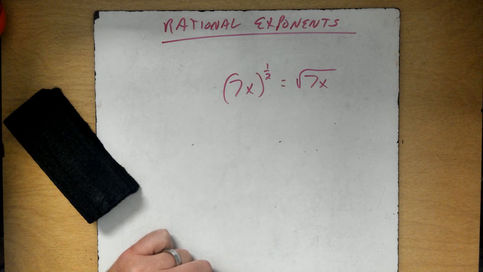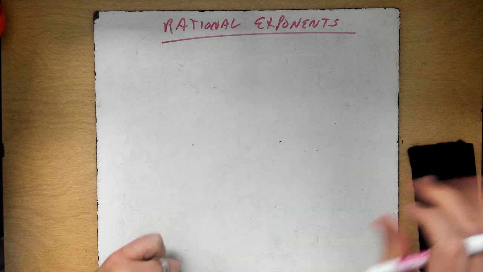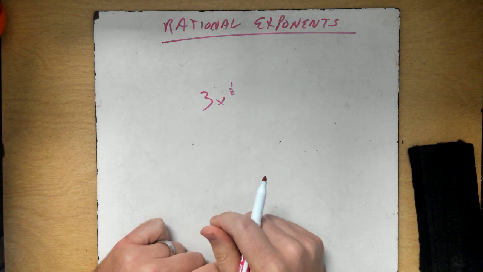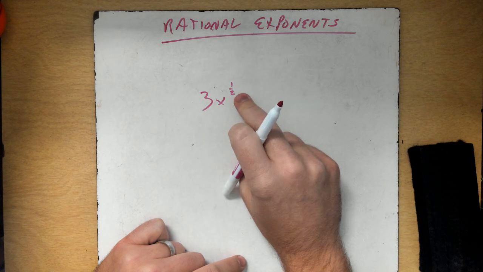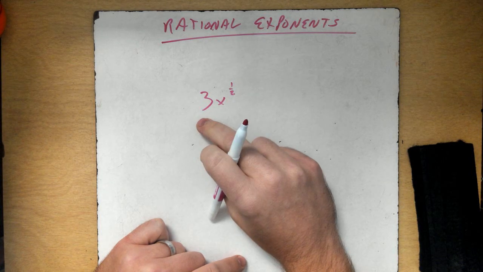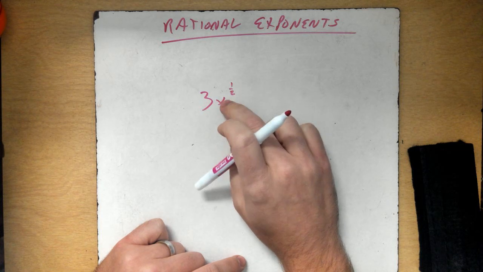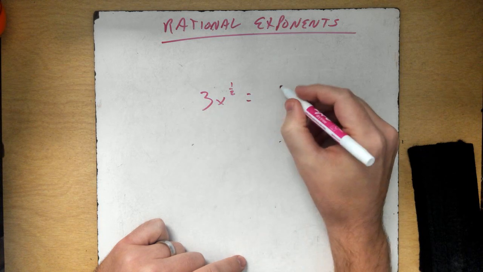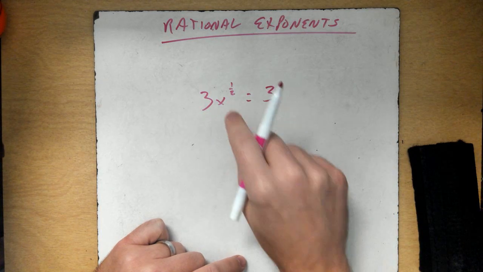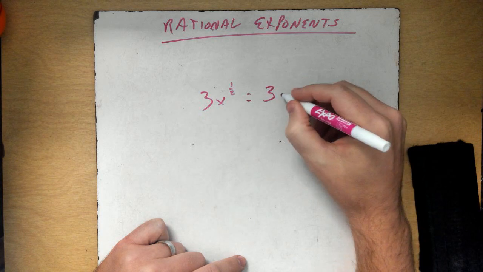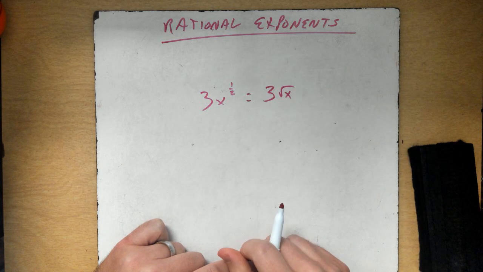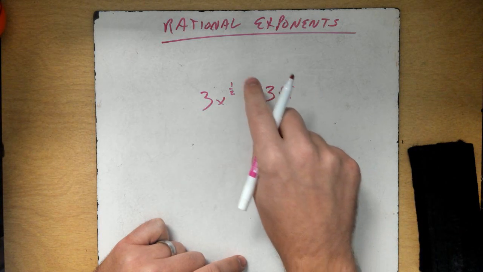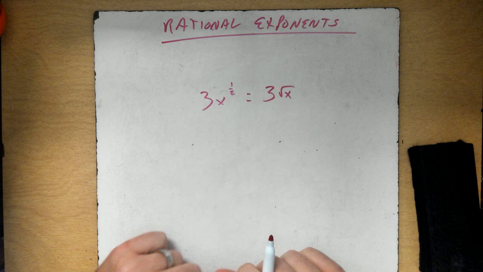Now, what if it was like this? What if we had 3x to the 1/2 power? In this case, the 3x is not in parentheses, so your exponent only goes to the x. It does not go to the 3. So when we do this, your 3 stays the way it is, but your 1/2 goes to your x as a square root, okay? Remember the 3 is not part of the parentheses, so it doesn't get involved.